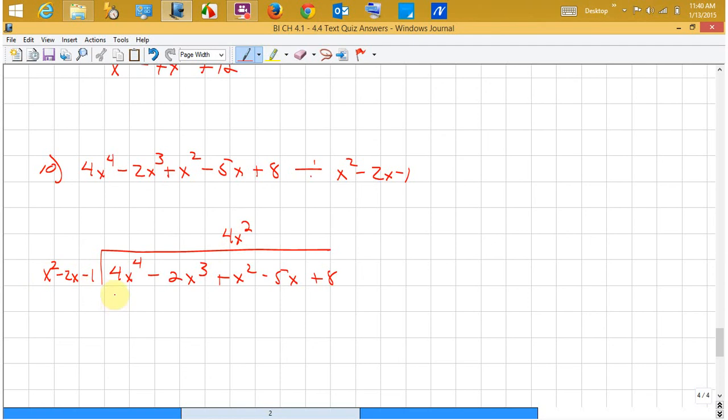4x squared times x squared is 4x to the 4th. 4x squared times a negative 2x is a negative 8x cubed. And 4x squared times a minus 1 is a minus 4x squared. Now I'm subtracting this.